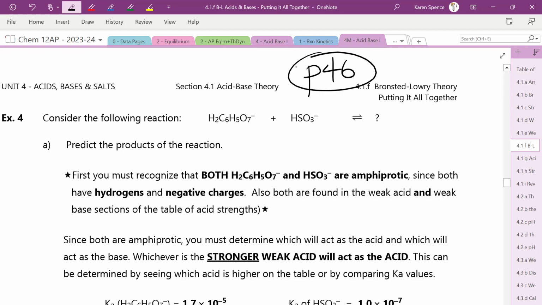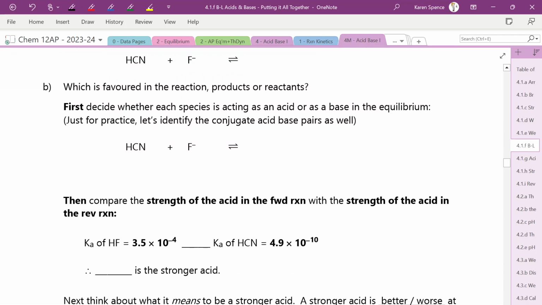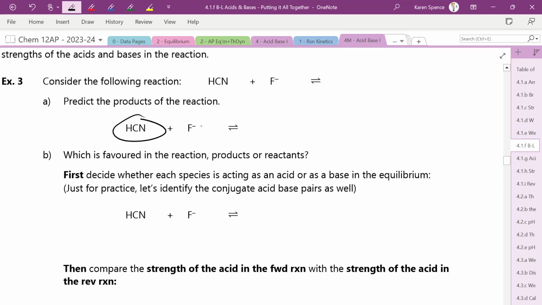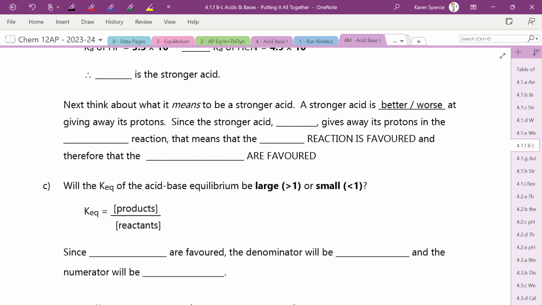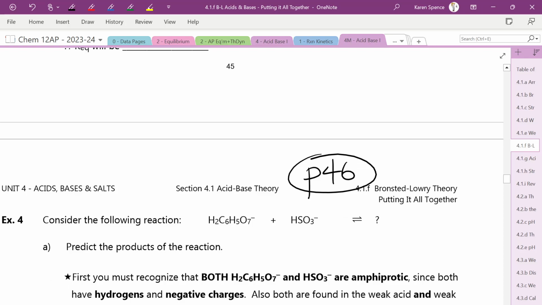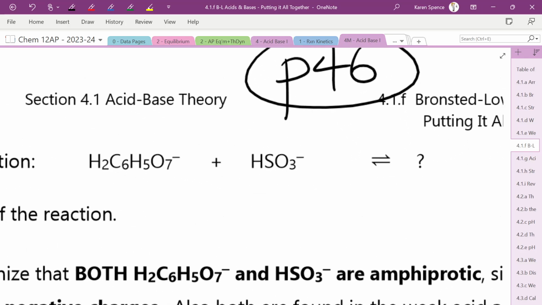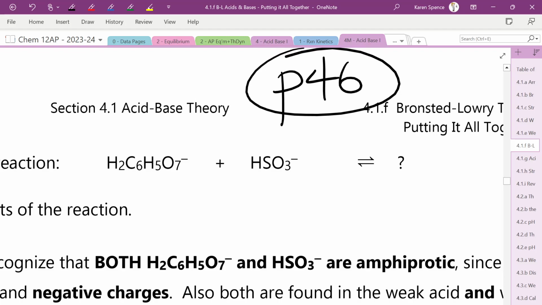So this is a substantial chunk of what Monday's quiz is going to be on. Last day, you were looking at what happened if we put an acid with a base. We predicted the products and said which side is favored. Today, we're going to add a little spin onto that. What do you notice about the two reactants here?